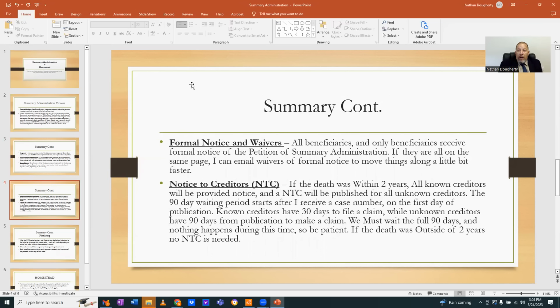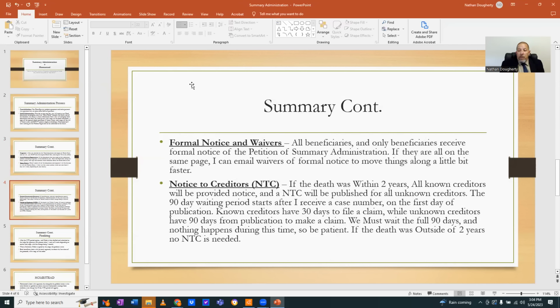All right. Now, if they are all on the same page, I can email waivers of formal notice to move things along a little bit quicker. Because if formal notice is basically certified mail, then I have to wait for that return receipt to come back. If they sign waivers, we can proceed faster. Now, I also have to publish a notice to creditors in the newspaper.